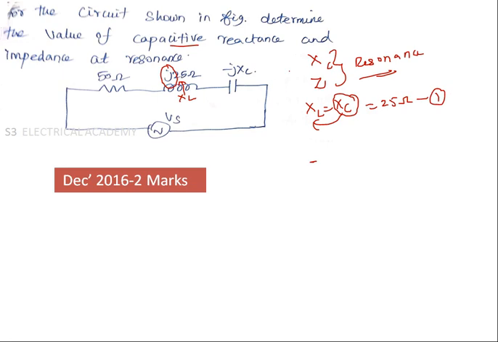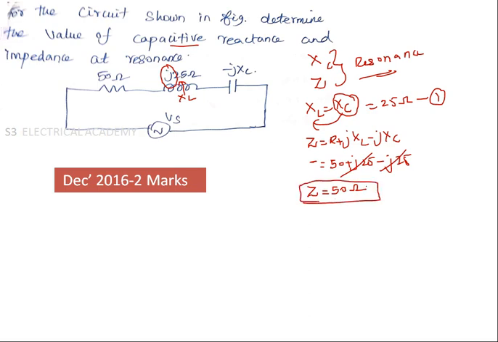Second question, the impedance at resonance. Impedance is R plus jXL minus jXC. So R is equal to 50, jXL is equal to 25, XC is also 25. Plus j25 minus j25 gets cancelled. So at resonant frequency, the circuit will be purely resistive. Hence, the impedance will be equal to its resistance. So the third question is also over. Thank you for your patience, friends.